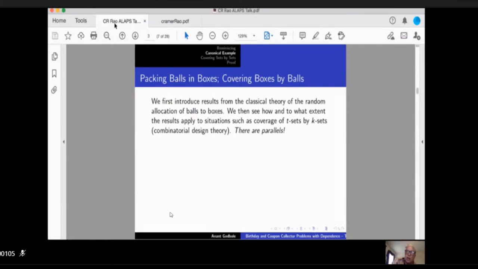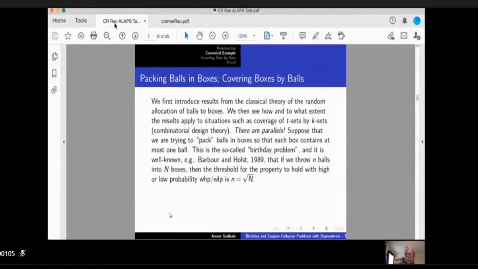So, the birthday problem. Suppose we're trying to pack balls in boxes at random so that each box contains at most one ball. This is the so-called birthday problem because the moment you get a box with two balls, that is a coincidence. The boxes are the 365 days of the year. The balls are the people's birthdays. They go into the appropriate box. Let's recollect that when capital N is 365 and small n is 23, that is the time at which the probability of having a birthday coincidence goes over 0.5 for the first time.